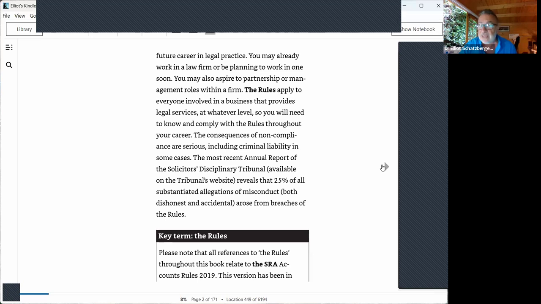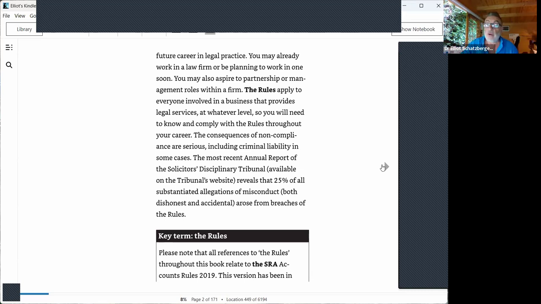It's really, really key. Because if you take client money and you put it in your firm's account, wrong. Of course it's wrong. So we need to understand what is client money and what is your own money. And it's not always as obvious as it sounds.